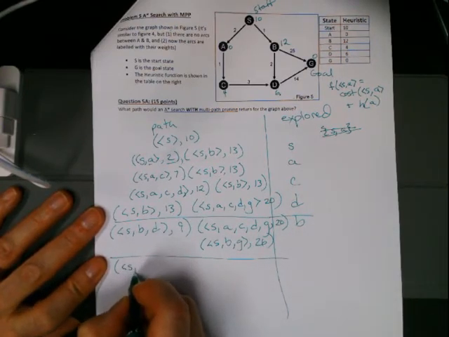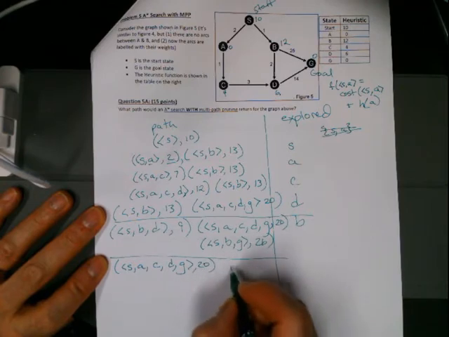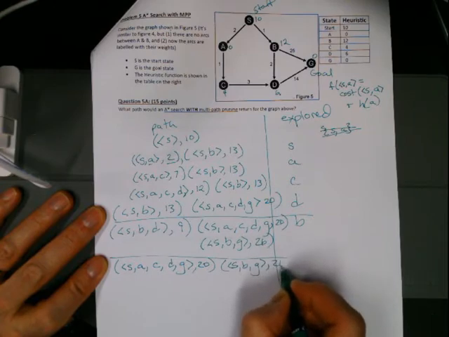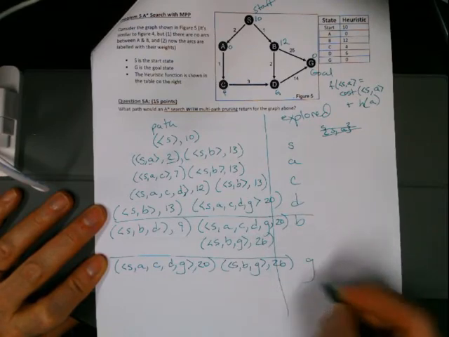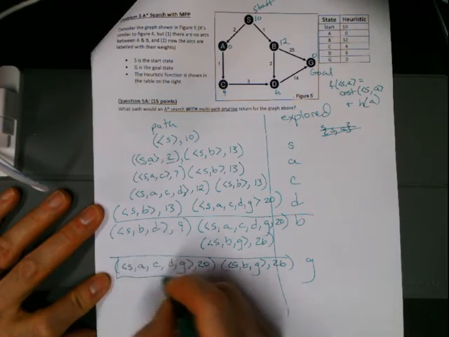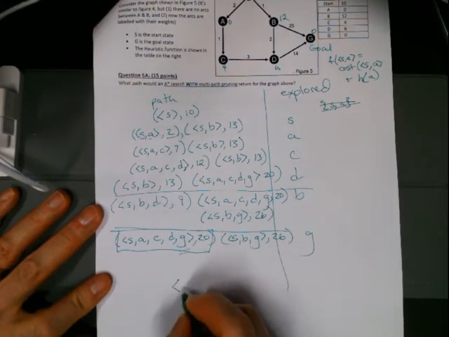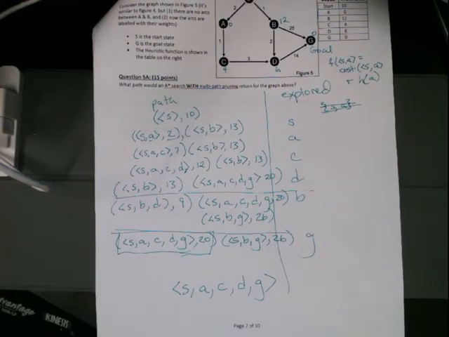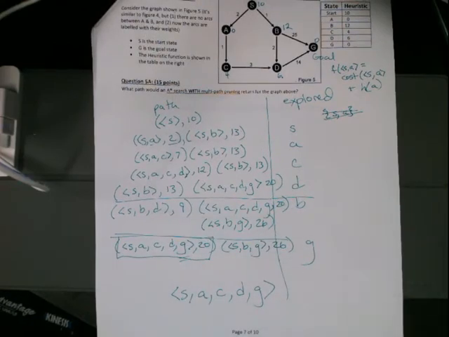So now we have SACDG with 20 and SBG with 26. And so now we pop off this SACDG. We add G to our explored set. And we say, oh, look, G is the goal, so this is my solution. So the answer to the question, what path would it take, is SACDG, right? But you only got credit for that if you showed me that you did some pruning, you did know what was going on with this.